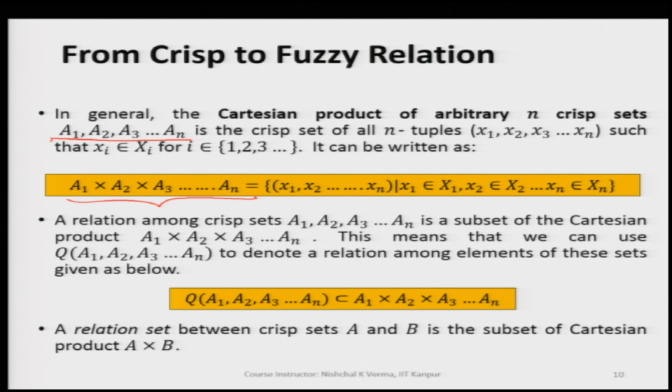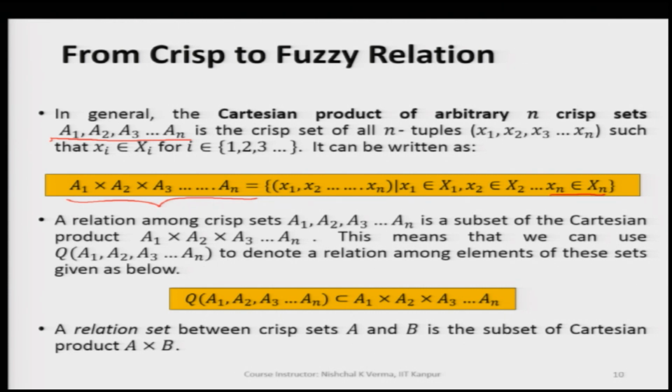A 1 cross A 2 cross A 3 and so on cross A n, and this is going to be equal to the set of all the elements x 1, x 2, x 3 and so on up to x n, such that x 1 is from capital X 1, small x 2 is coming from capital X 2, and so on, small x n is coming from capital X n. In other words, the cross product of n crisp sets A 1, A 2, A 3 up to A n is nothing but the collection of n tuples x 1, x 2, x 3 and so on up to x n.